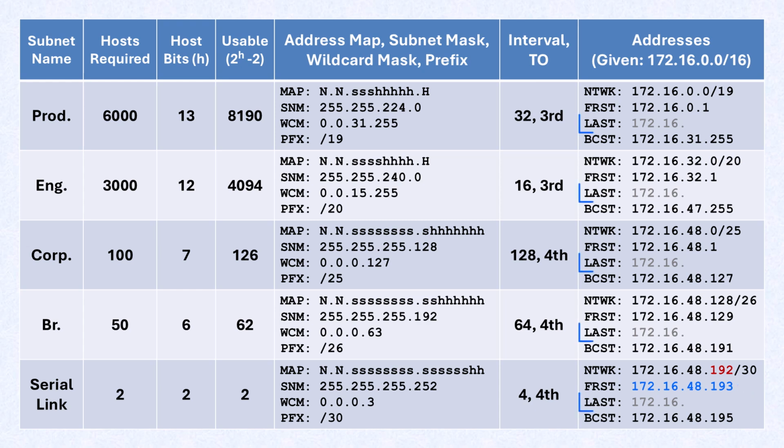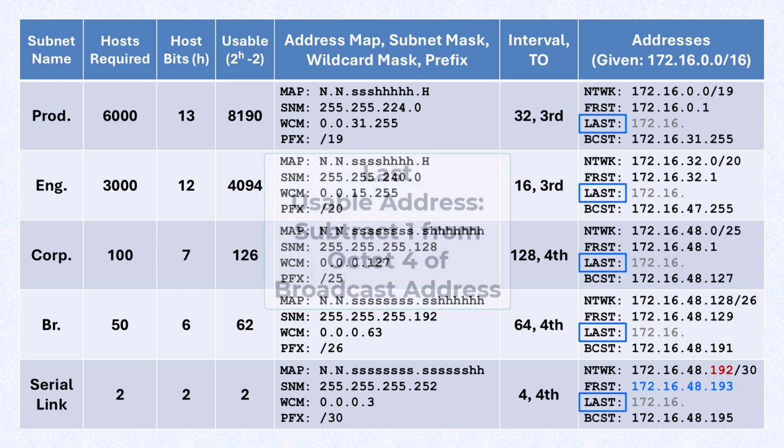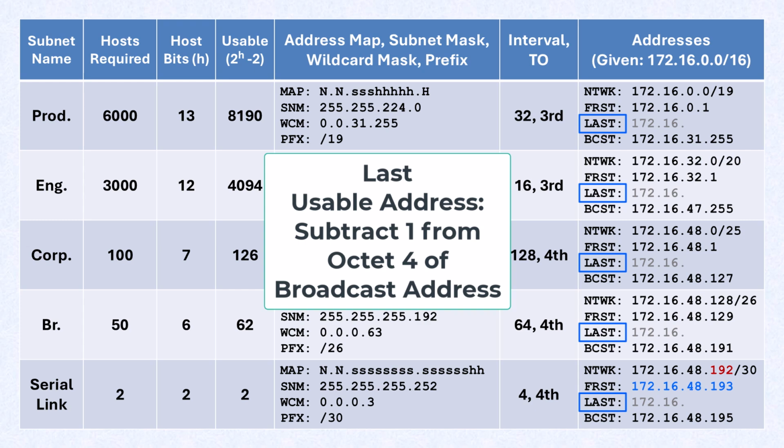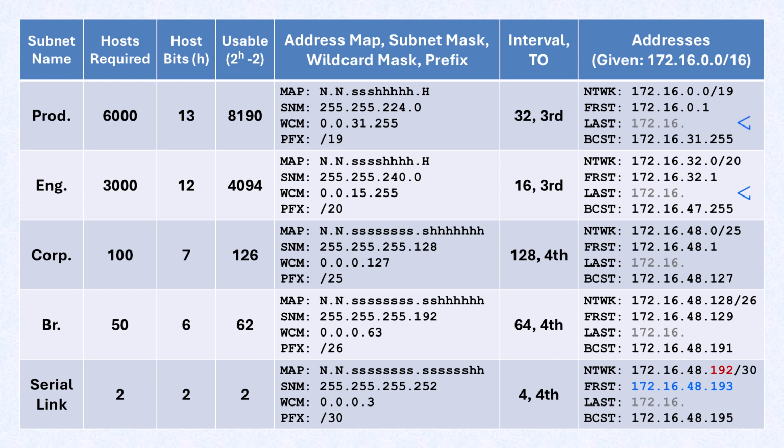Turning our attention to the last usable addresses, we subtract 1 from octet 4 of the broadcast address. For subnets 1 and 2, the last octet is 254. In subnet 3, the last octet is 126. The last octet in subnet 4 is 190. And finally, for the last subnet, the serial link, we get 194 in the fourth octet.